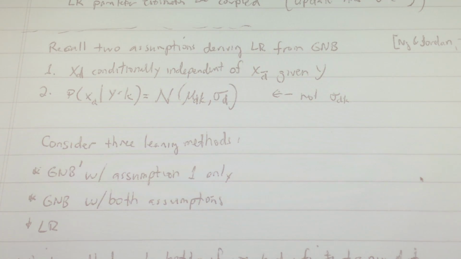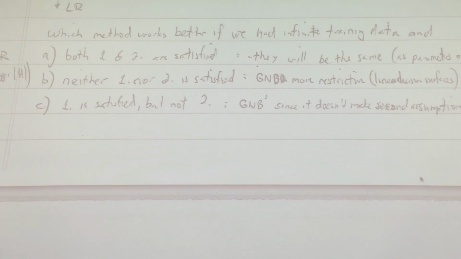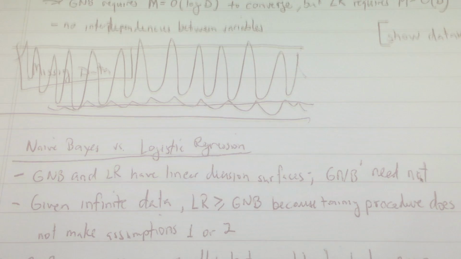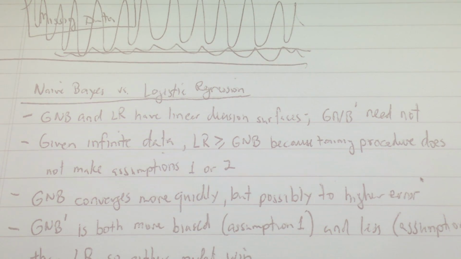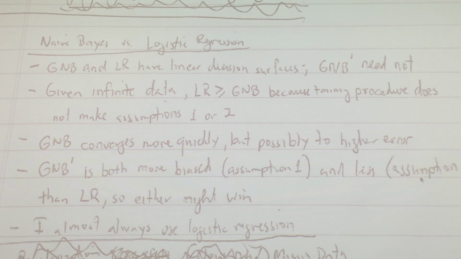Oh, this is my explanation about the paper I talked about: when does naive Bayes work better and when does logistic regression. Obviously, I'm not going to ask you something specific about a paper written 10 years ago.